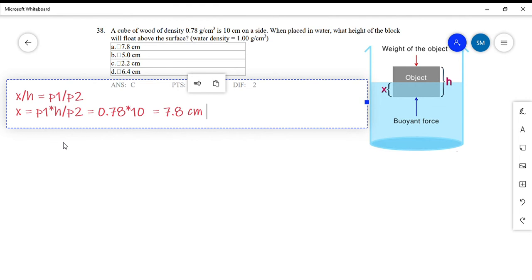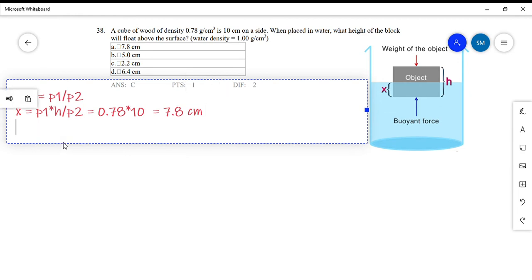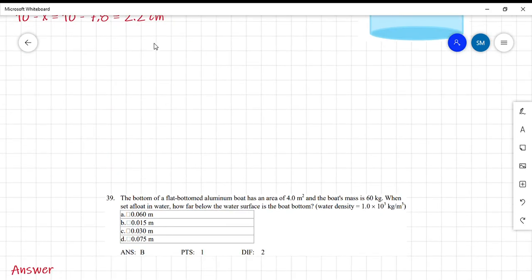But he wanted to know what height of the block will float above the surface. The total height is 10. So the part which is above the surface will be 10 minus x, 10 minus 7.8, which will be equal to 0.2 centimeter. I hope you understand this.